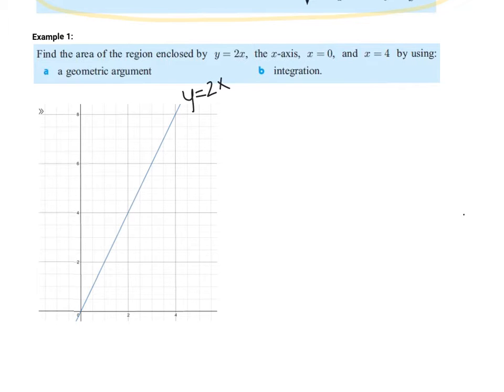You can see that it's a linear function going through the origin with a slope of 2. So we've got the function y equals 2x, we've got our x-axis down at the bottom, and we're looking between the vertical lines when x equals 0 and when x equals 4. So we're looking for the area of the curve within this region.